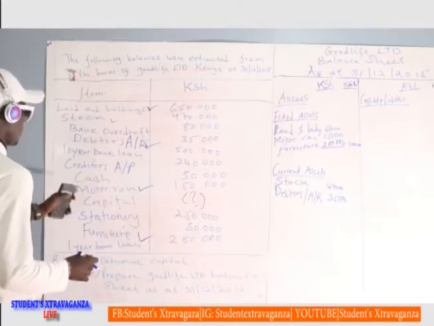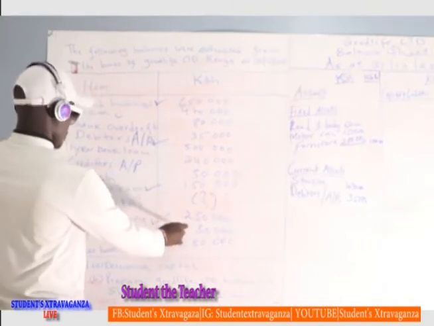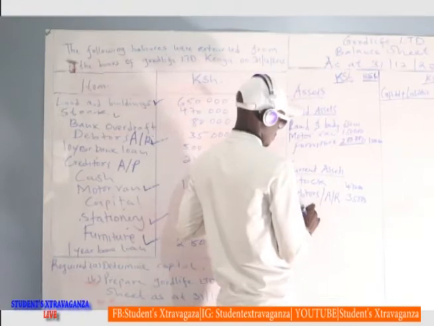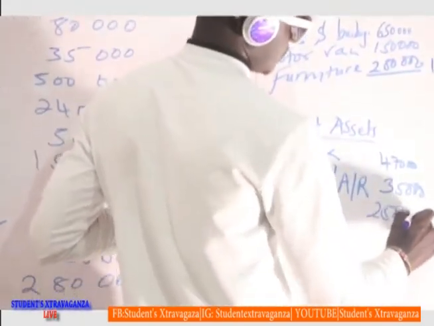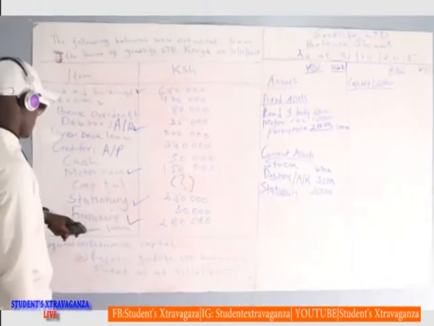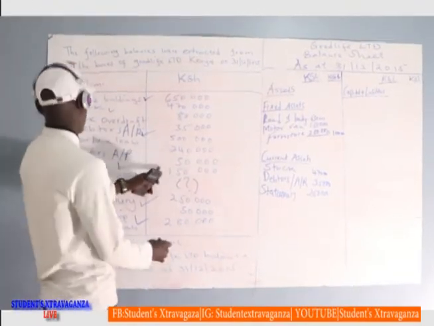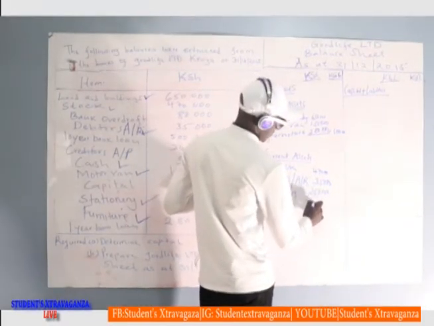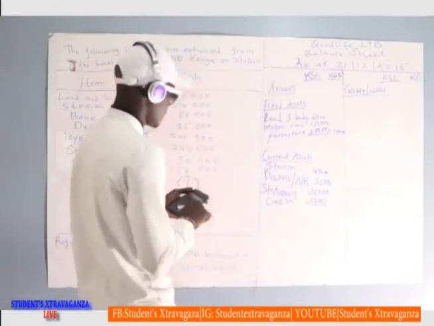Then we have stationery, which is 250,000. Then we have cash, which is 50,000. Whatever we acquire here, we shall transfer it to the other side.